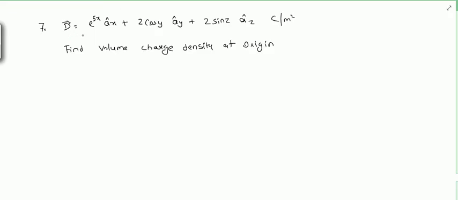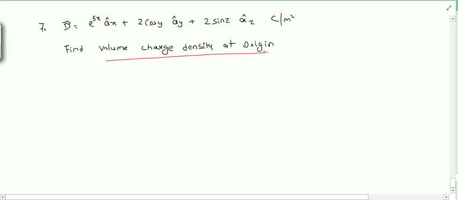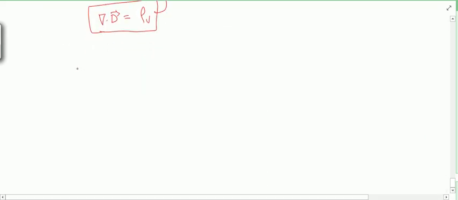Now let us see one simple question. Here the D vector, the displacement flux density, is given as e to the power 5x ax cap plus 2 cos y ay cap plus 2 sin z az cap coulomb per meter square. You have to find the volume charge density at the origin. If you remember Maxwell's first equation, that was del dot D equals rho v. In this way you can easily find the volume charge density. You just have to find the divergence of this displacement flux density.